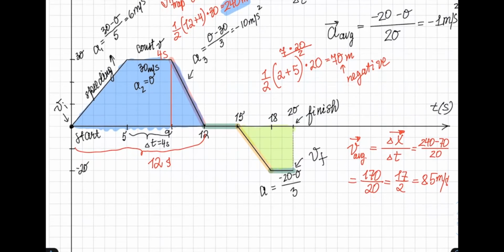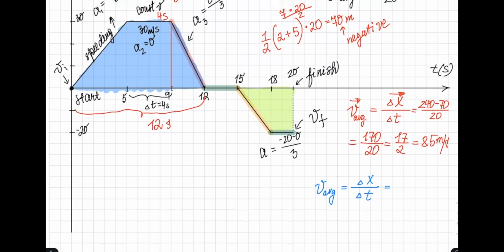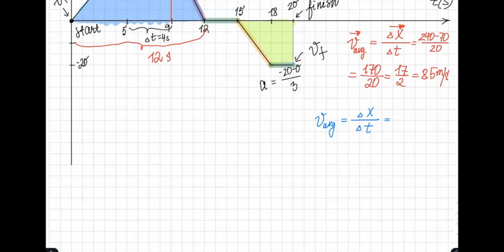Now, if we were to find speed, so speed is very much like velocity, only instead of total displacement, we'll take total distance over total time. And distance in this case, it doesn't matter which way we were going. We went 240 one way and then 70 another. So for distance, we will add these two. So 240 plus 70 over 20. So that will give us 310 over 20. So that's like 31 over 2, and that gets us 15.5 meters per second. Slightly more, right?